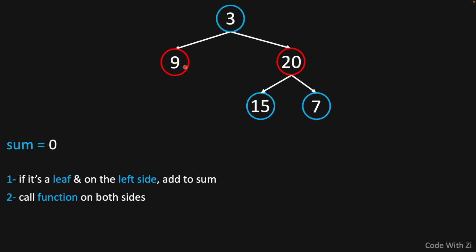We're gonna come to this one and we're gonna be like, is this a leaf? Well, yeah, it doesn't have any children. And we're gonna check if it is on the left side. It is. So the value inside of this node has to be added to here. So this is gonna be 9. And then we're gonna get to this one.